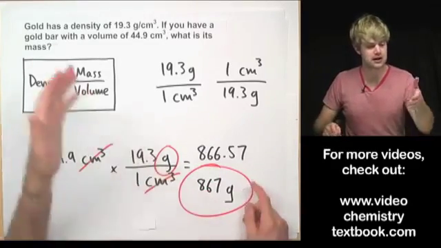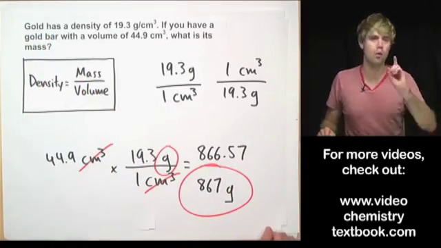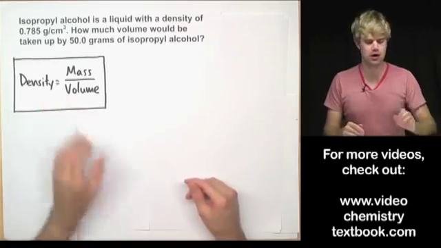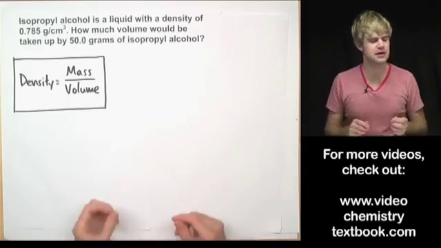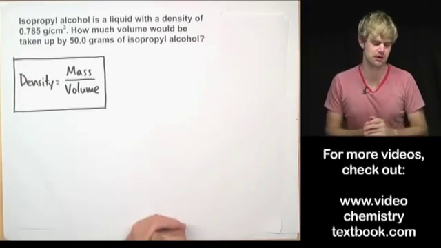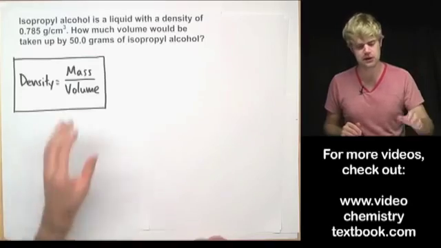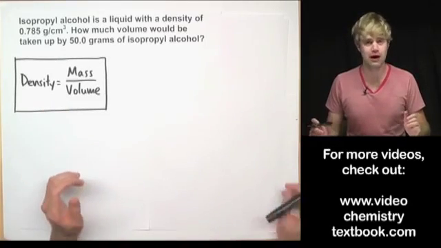867 grams is how much this piece of gold would weigh. One more. Isopropyl alcohol is a liquid with a density of 0.785 grams per cubic centimeter. How much volume would be taken up by 50.0 grams of isopropyl alcohol?